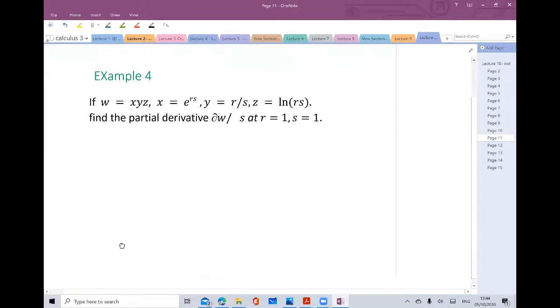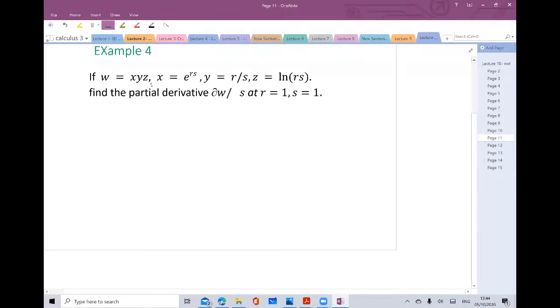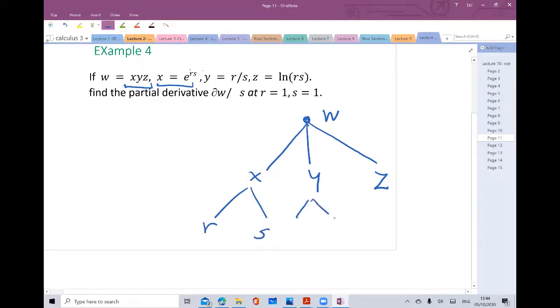Now, this is another example. I have three variables for w. When I draw my tree diagram, I have one branch for x, one for y, and one for z. Each one of x, y, z is a function of r and s. I could draw them combined, or separately, but I remind myself that r exists in all these branches. It's requested to find partial w partial s. Where is s? S is in these branches.